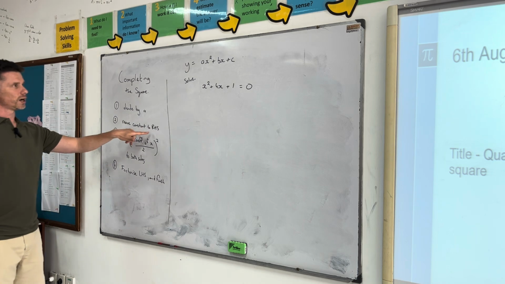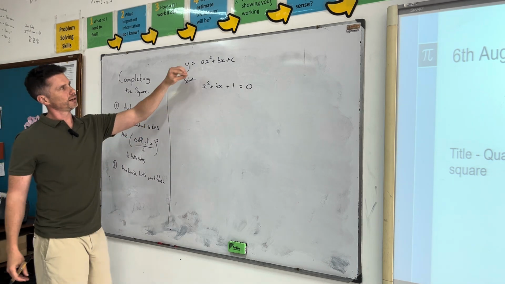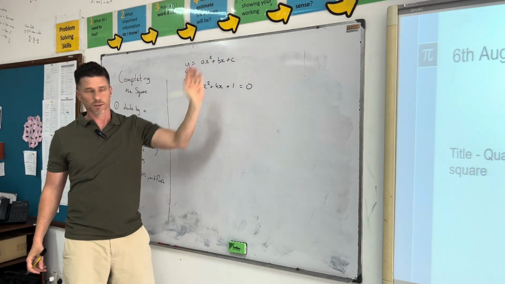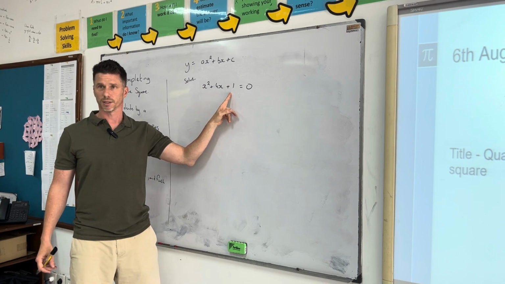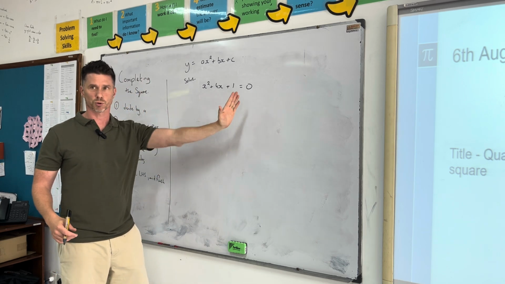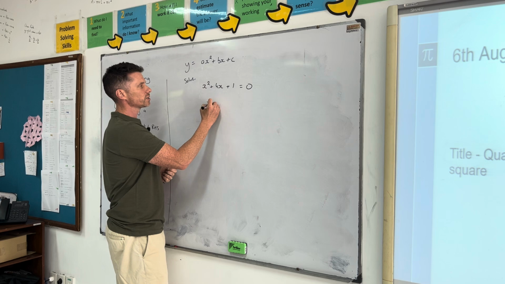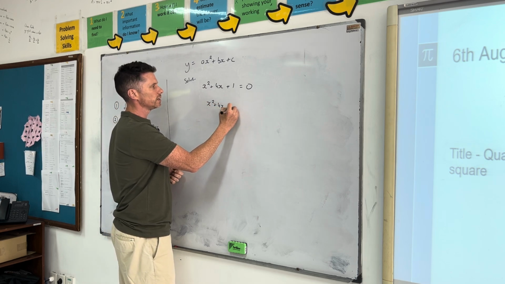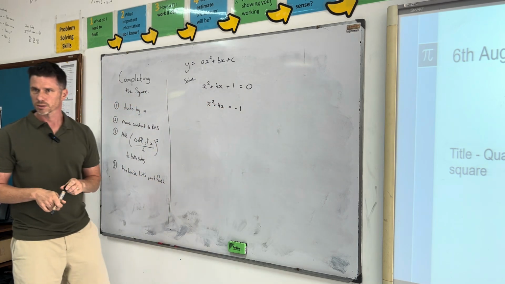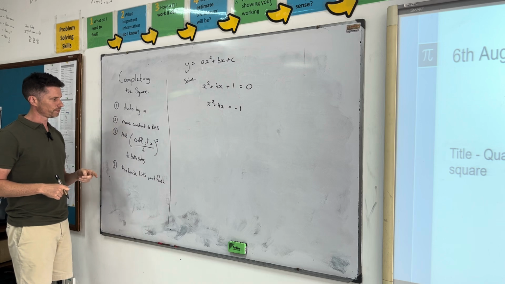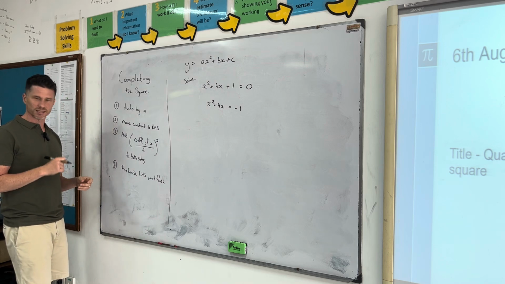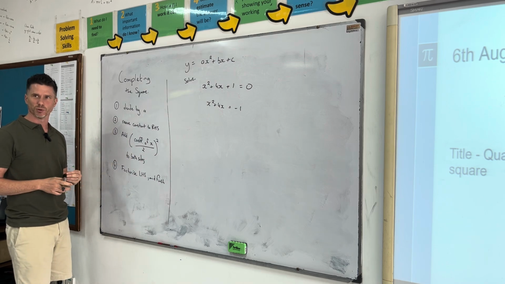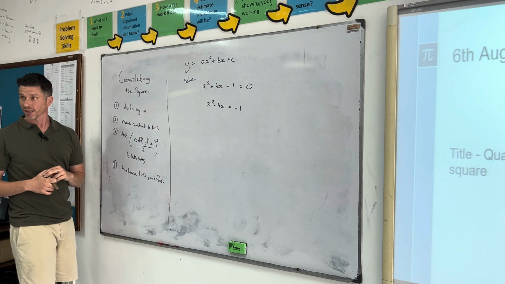Okay, move the constant to the right-hand side. So we have a clear left-hand side and right-hand side of the equals here. The constant is this term. We agreed, and that subtracts over to this side. So we have x squared plus 4x is equal to minus 1. Step 2 done. Step 3 is the whole key to getting it right.